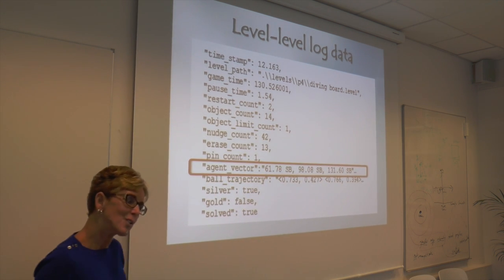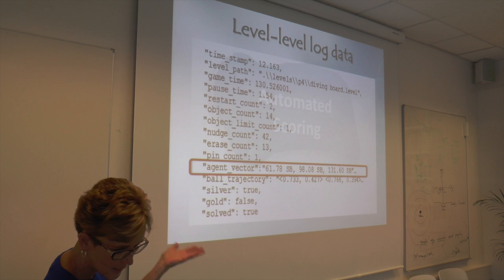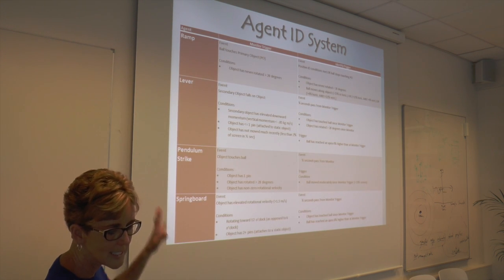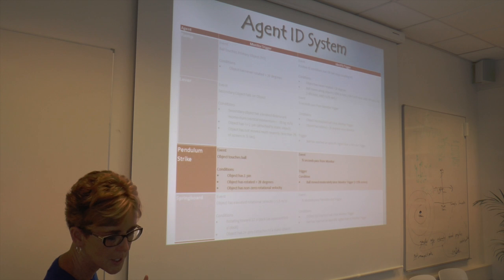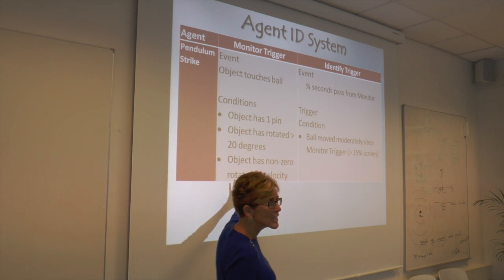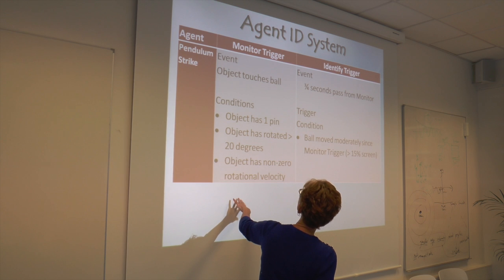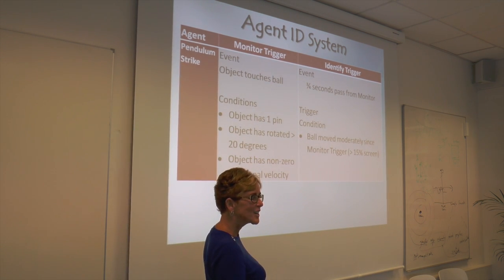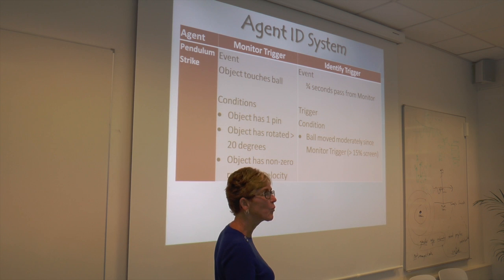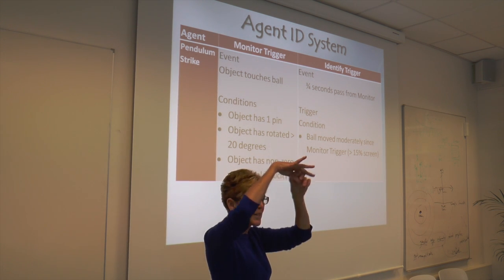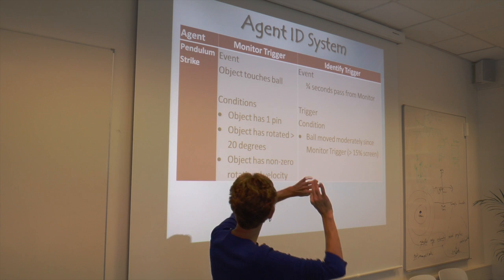How did the computer know they drew a springboard? It's because of the unique features. So we set up this giant table. I'm going to just zoom in on one of these here. There were 2 different phases to the identification process. The first is, and this is for pendulum strike, how does the computer know that a person drew a pendulum? Well, a pendulum is characterized primarily by having a single pin that rotates on its axis.